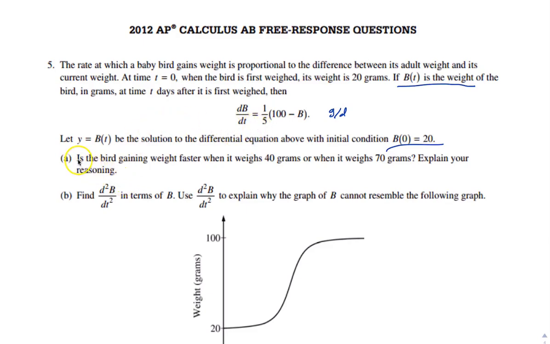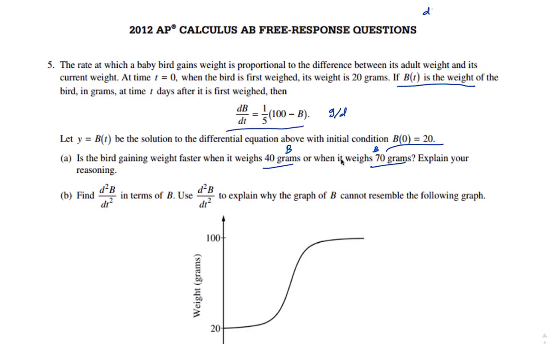So this is the first question. Is the bird gaining weight faster when it weighs 40 grams or when it weighs 70 grams? Explain your reasoning. So it wants to know how it's gaining weight. So that's a rate. Is the rate faster at 40 or at 70? Well, let's plug it in. These are grams. These are my B. So we're just going to plug each one into my equation right there.